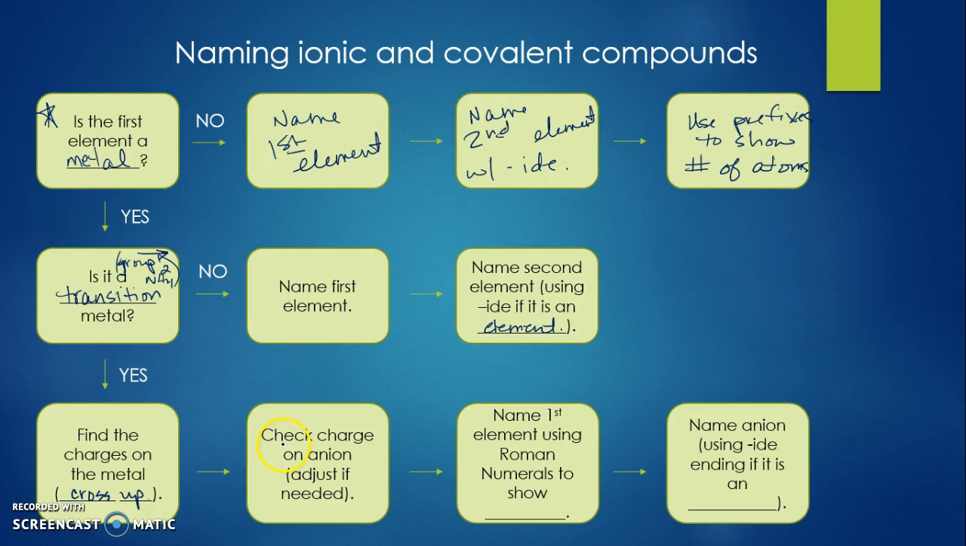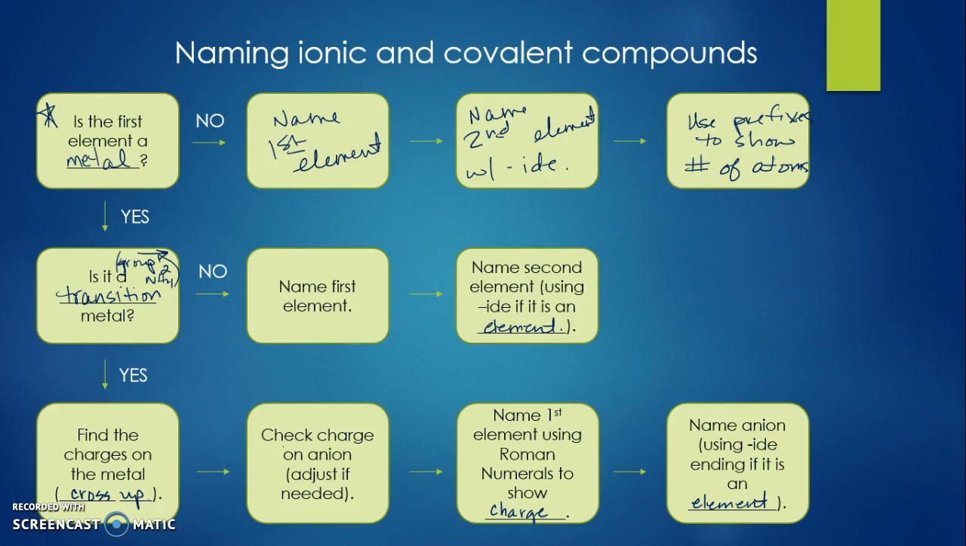All right, so once we cross up our subscripts, we have to check the charge on the anion. We need to adjust if needed. Not too many of them you need to adjust, but some of them you do. And then we'll name the first element using Roman numerals to show the charge on the ion. And then we name the second element using IDE if it's an element. If it's not just a single element, then we use the name of the polyatomic ion.